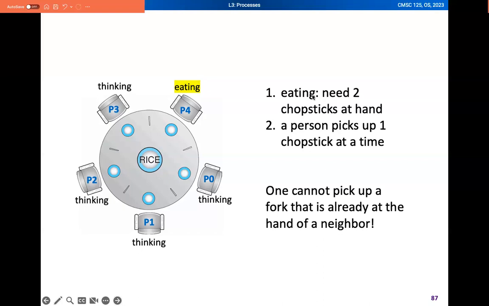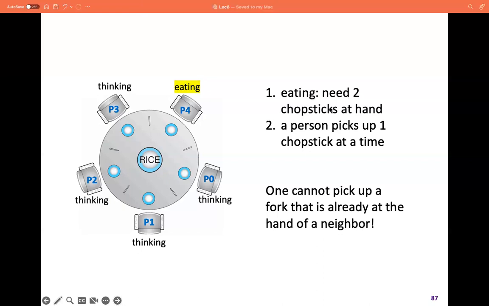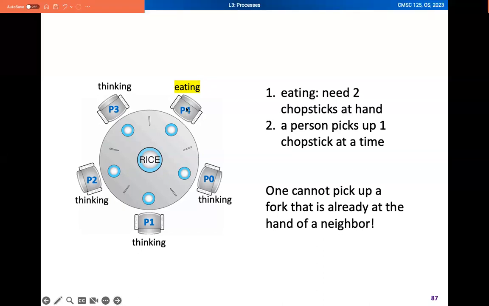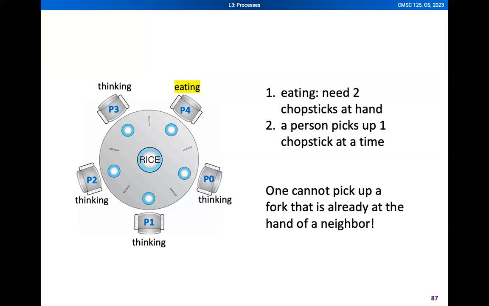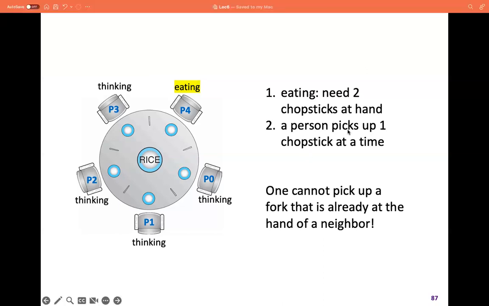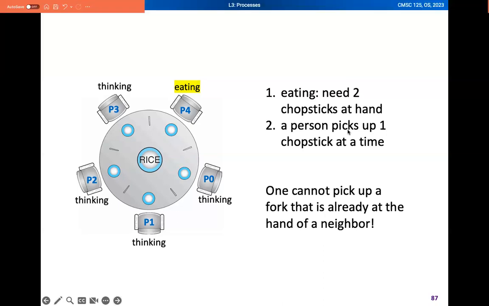If a philosopher eats, it needs two chopsticks at hand. So basically, if P4 is eating, it needs these two chopsticks adjacent to it: the chopstick on its left and the chopstick on its right. And another rule is that a philosopher can pick up a chopstick one at a time.